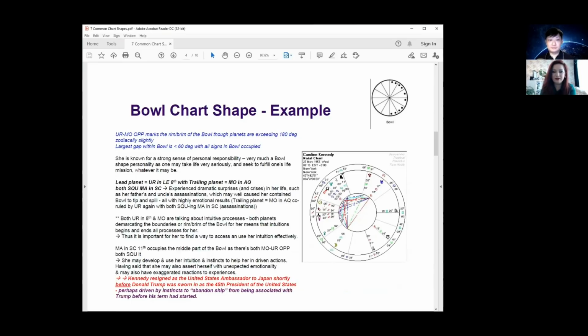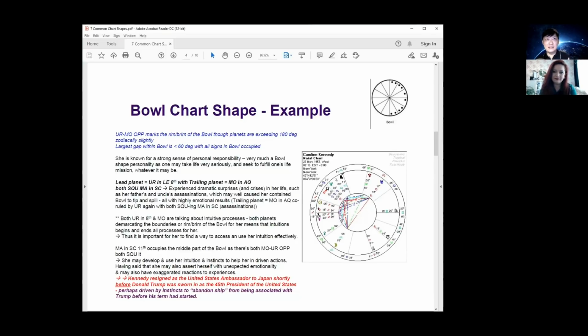And maybe it's important to mention here that we are talking about shapes, but we include only planets, correct? We don't include the nodes, we don't include Chiron or anything else. For me, I include Sun to Pluto without nodes and Chiron. How about yourself? Yeah.